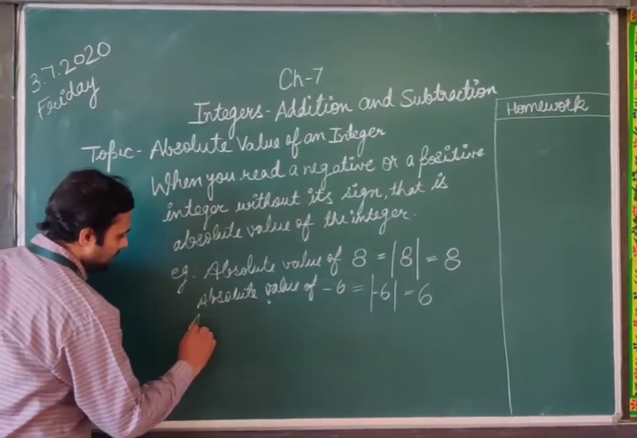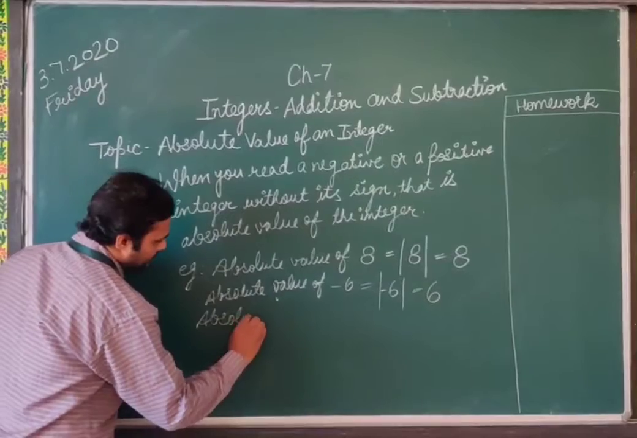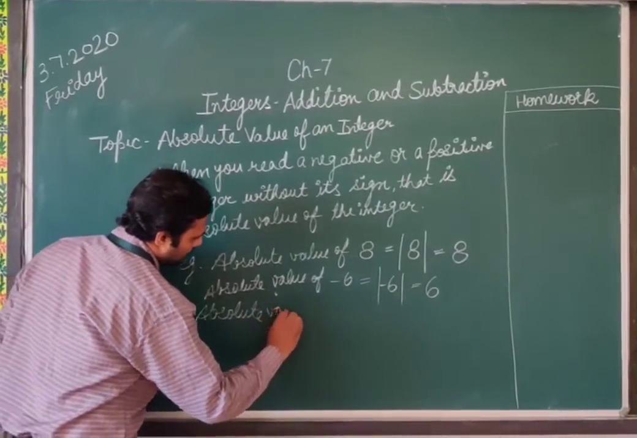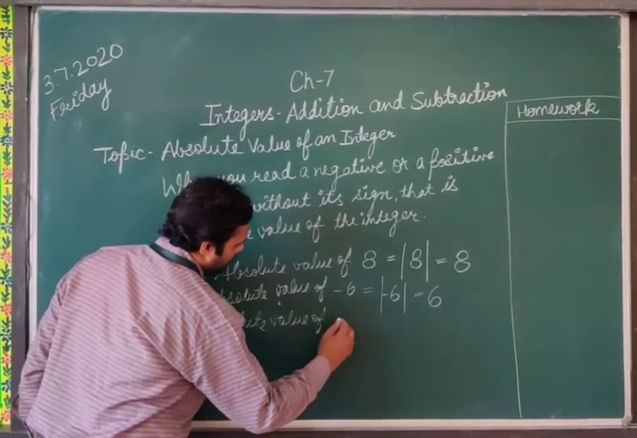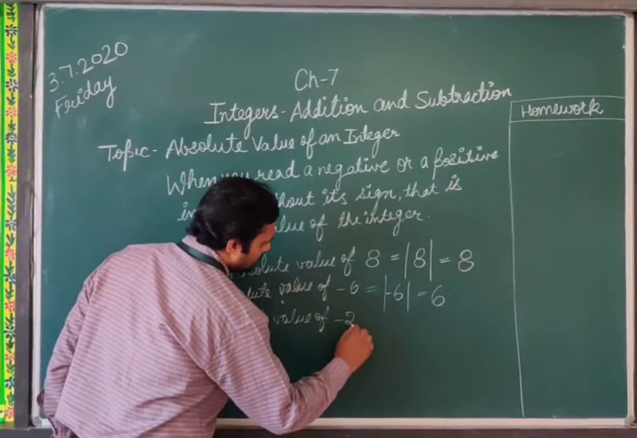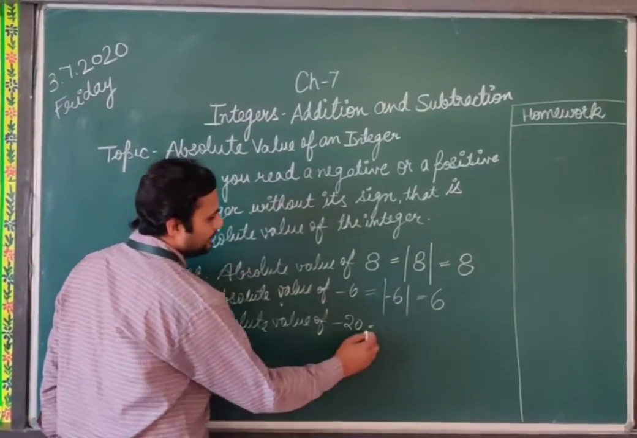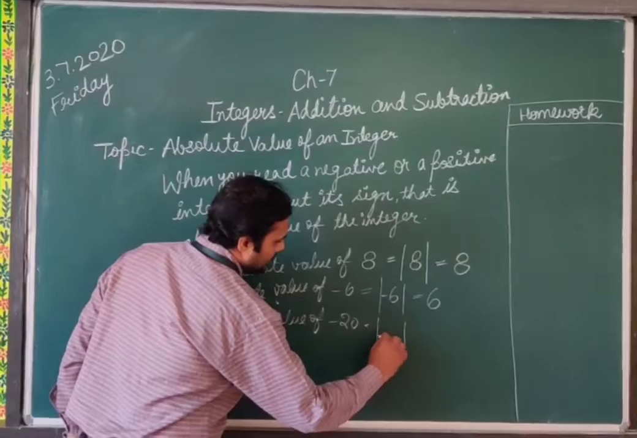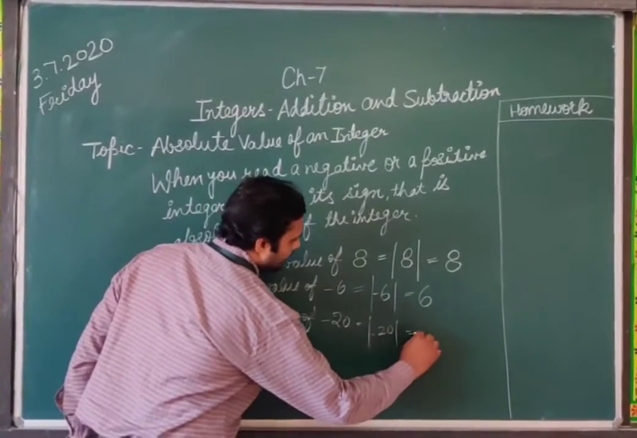Now we will take one more example, absolute value of -20. How can we put this and it will be read as 20.